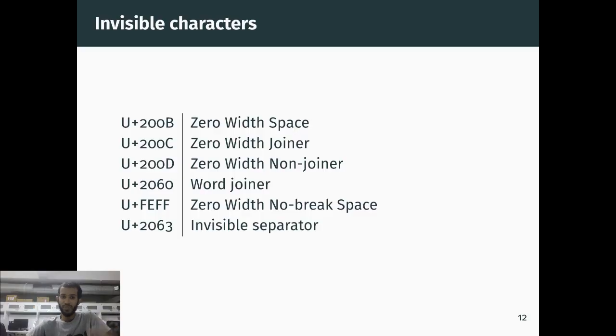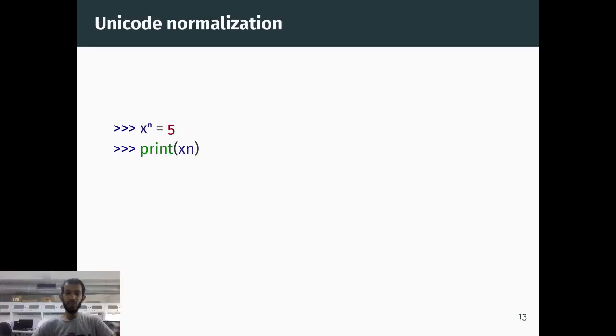So these are a few of the invisible characters present in Unicode. Each of them has a specific purpose, but they can be abused nevertheless, like we have in the last examples. Another aspect of Unicode, which is interesting in Python, is the Unicode normalization in Python identifiers. For example, consider this example where I have a variable x raised to n, which is being assigned a value of 5. And then afterwards, without even defining xn, I'm trying to print the value of xn.